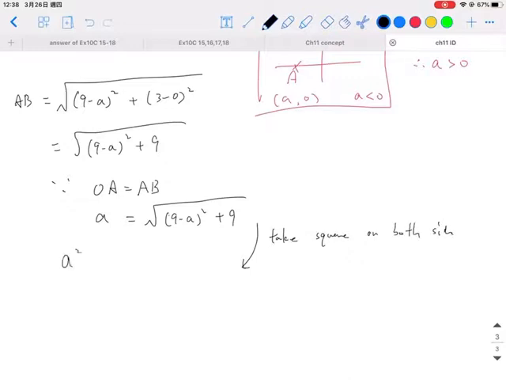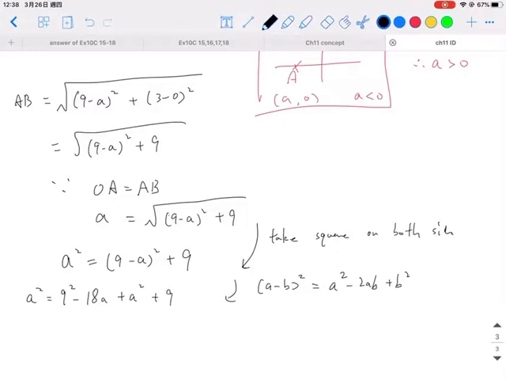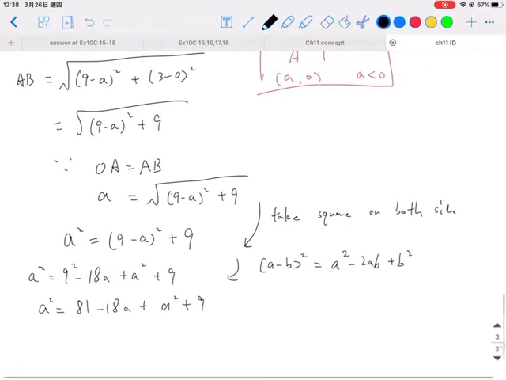Therefore a squared equals (9 minus a) squared plus 9. For the second step, do you still remember how to expand the (a plus b) squared or (a minus b) squared format? Maybe you can write down the (a minus b) squared format, which is equal to a squared minus 2ab plus b squared. Therefore a squared equals 9 squared minus 18a plus a squared plus 9. After simplification, you will get this, and then you can solve it.